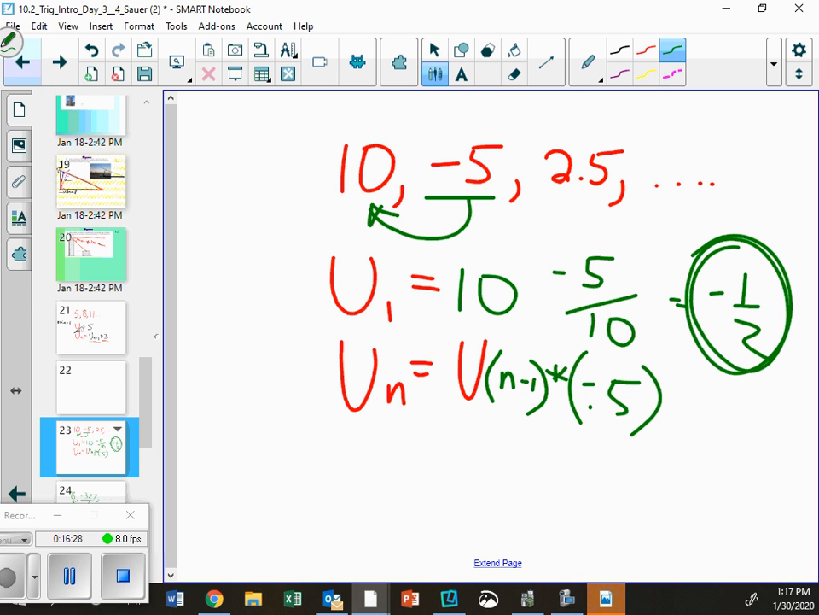And then when I asked you for the, what did they say, the fourth term? Fifth term? What was the fifth term? Chloe? 0.625. Raise your hand if you got 0.625. All right, awesome. I think you're getting it.